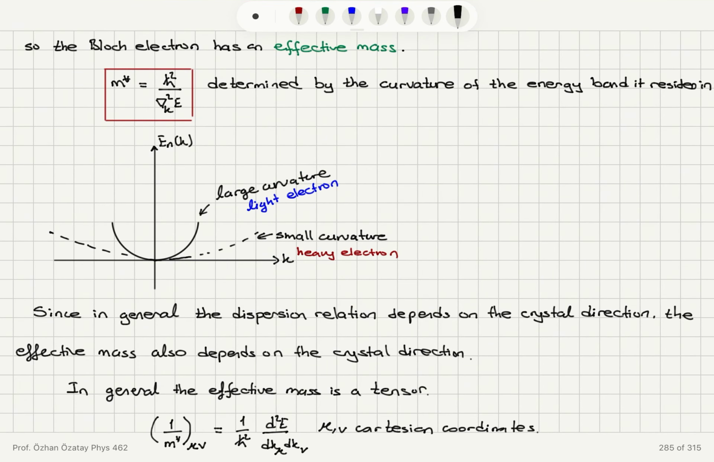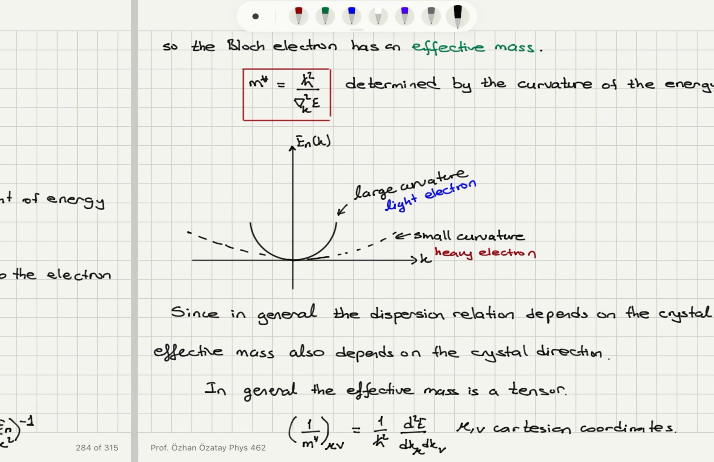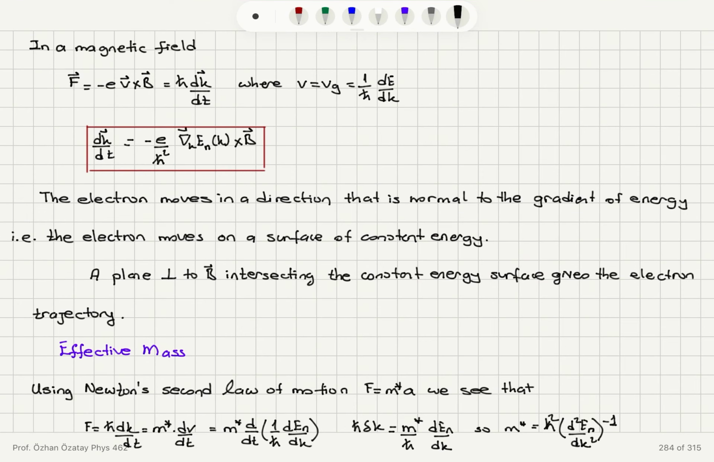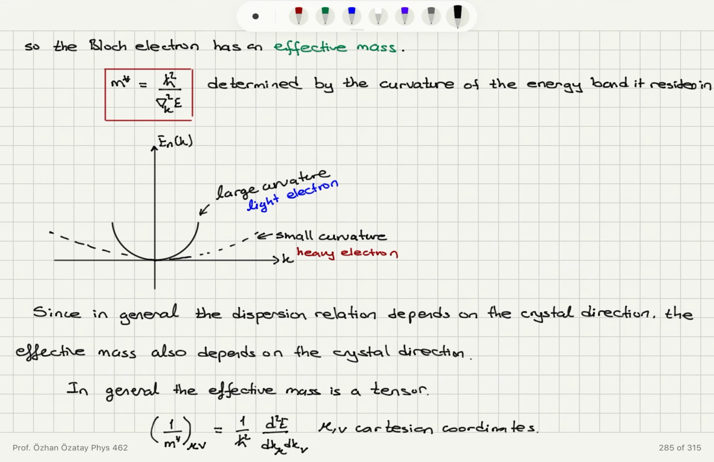Okay, so the Bloch electron has an effective mass, and if you write the three-dimensional version of this equation, it is h bar squared divided by the second derivative of energy with respect to k, del squared k. So this is determined basically by the curvature of the energy band it resides in. Okay, so what does that mean?